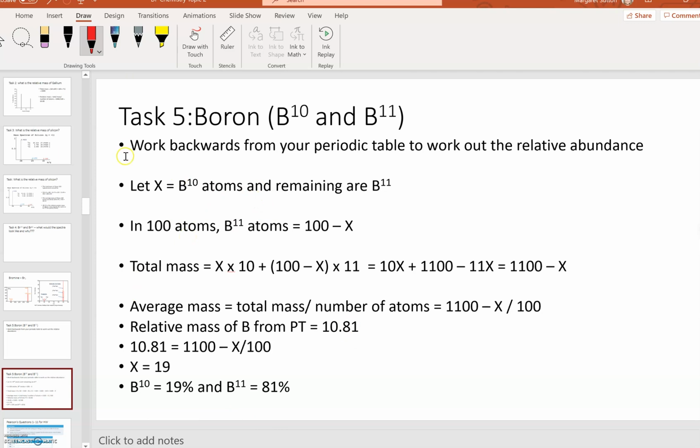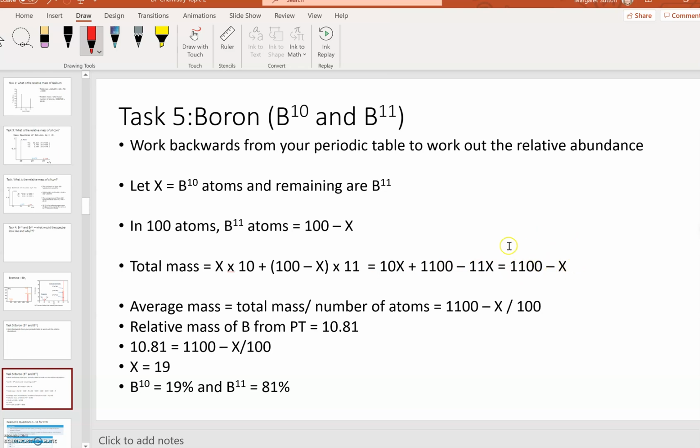So let's do a bit of maths here. Let's just say that X is the number of B10 atoms, and therefore the remaining atoms are going to be B11. So if we had 100 atoms, and we're saying that B10 is X, then B11 would be 100 minus X. The first step to all of these calculations is to work out the total mass. So we take X, which is the number of B10, times 10, its mass, plus 100 minus X, which is the number of B11, times 11. If you expand that, you end up with this value here, 1100 minus X.